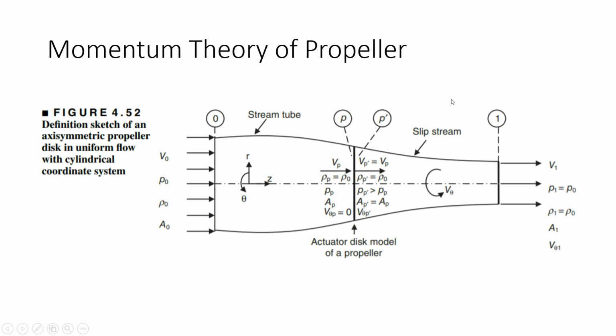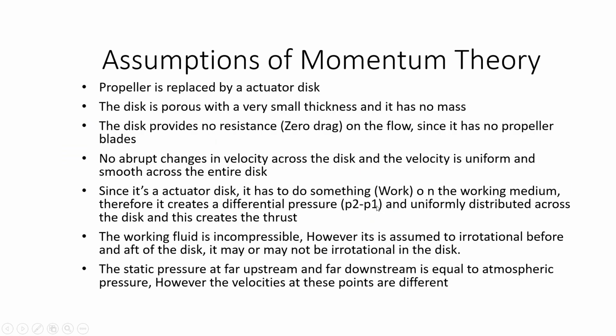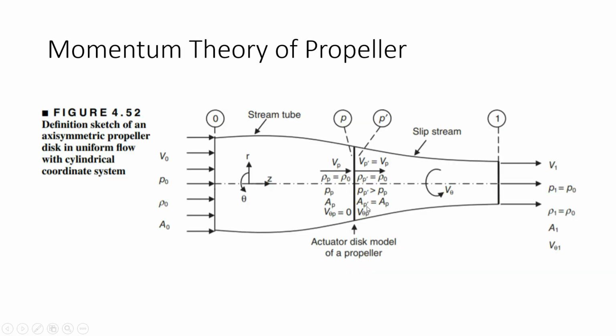So your propeller is replaced by a circular disc, and the circular disc will add up to the increased pressure. Basically, what your propeller is doing is increasing the pressure of the incoming air. That is your dynamic pressure. We'll come back to assumptions. It is just increasing the pressure.